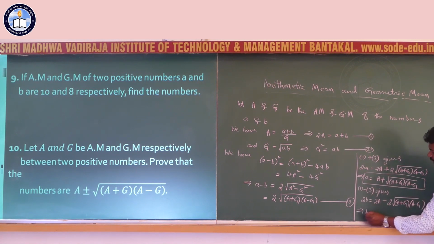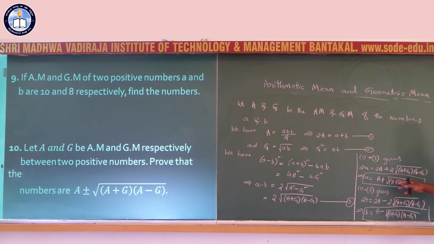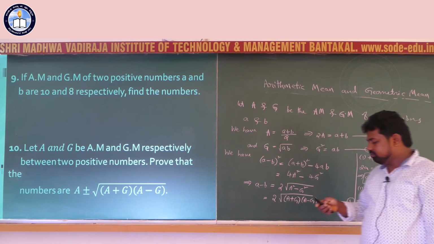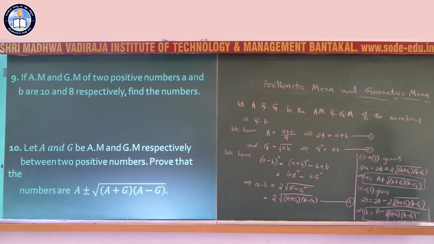It implies b equal to, here 2 common, cancel with this 2, a minus square root of a plus g into a minus g. That is another number. Therefore, required numbers here, a plus square root of a plus g into a minus g. Another one is a minus square root of a plus g into a minus g. Therefore, required numbers are a plus or minus square root of a plus g into a minus g.